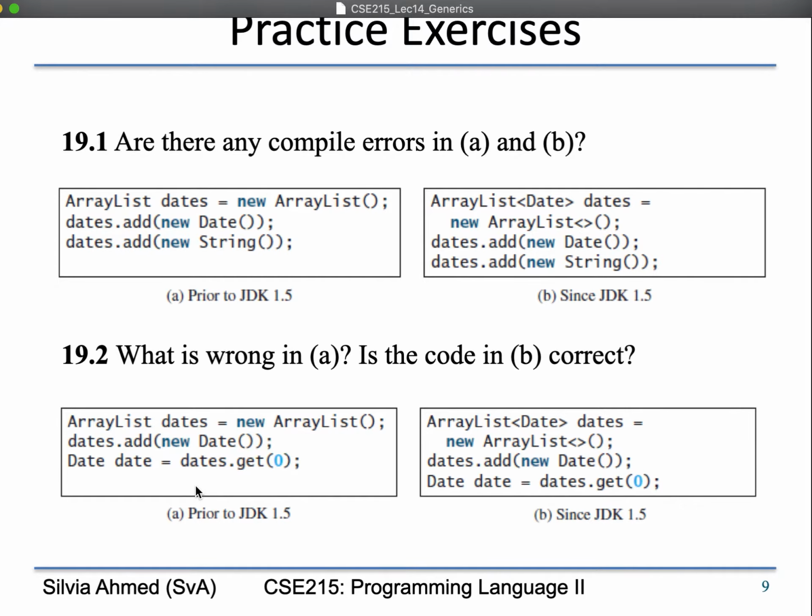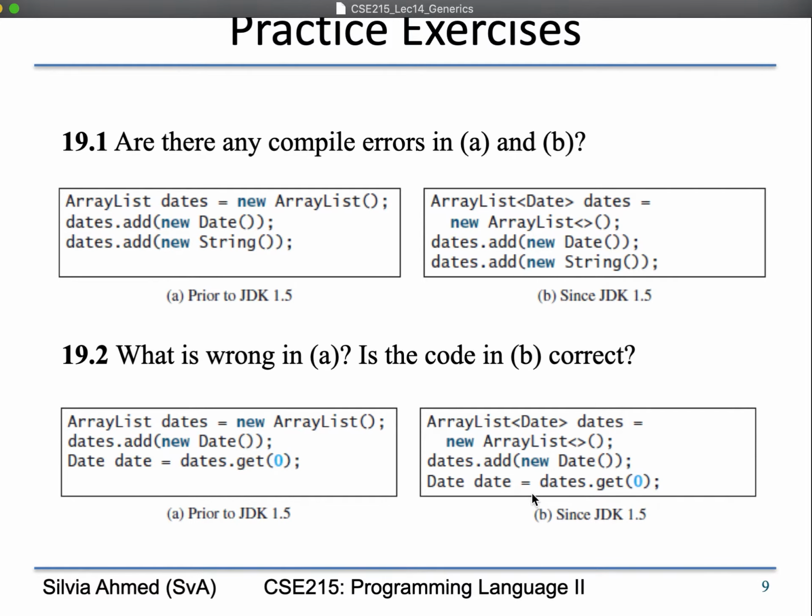Then we have this get method, so dates.get at the 0th index, whatever it gets here, it will try to assign it to a separate date object. So since we actually added a date object and we are getting that particular object from the 0th position into a Date type, think if there is any error or not.